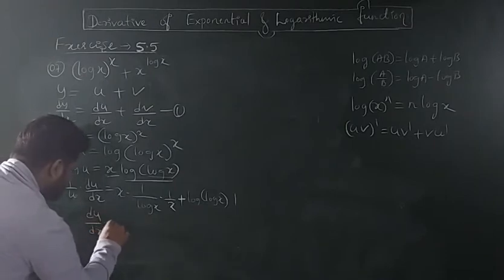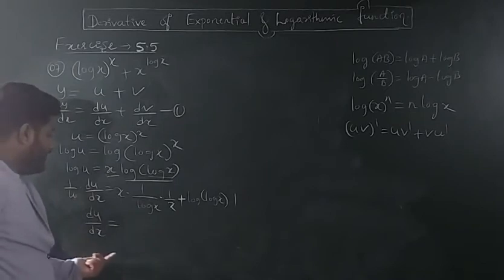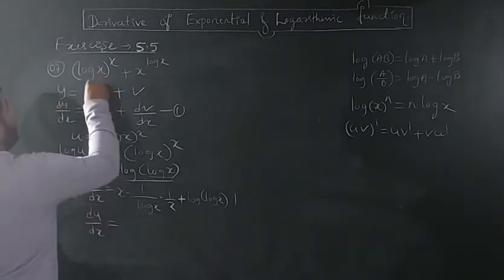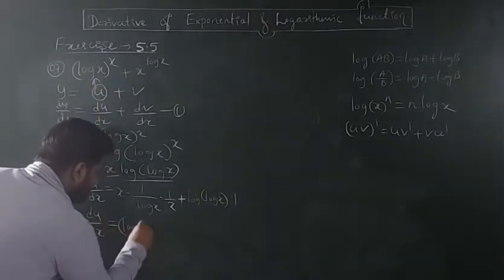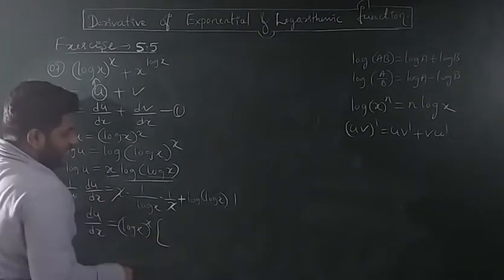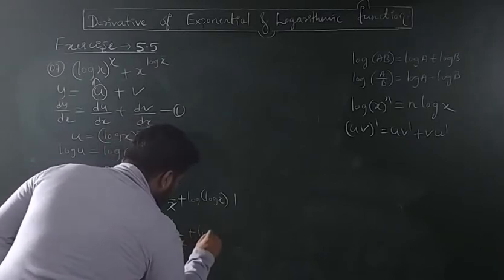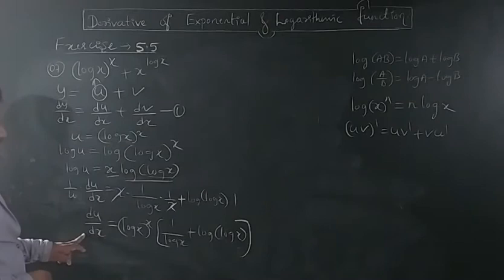du by dx equals u. If a denominator is there, whenever it comes to this side, it becomes the numerator. So what is the u value? The u value is log x to the power x, into, so this x and this x get cancelled. You write 1 divided by log x plus log of log x. So this is du by dx.